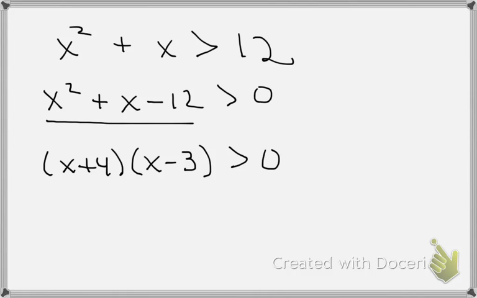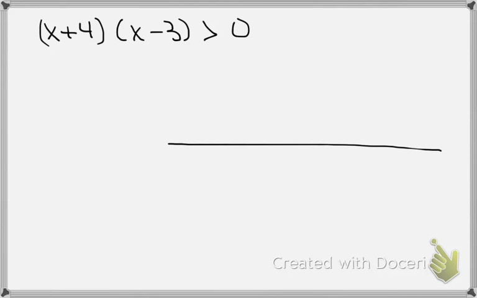Okay, so I need to figure out, in essence, when both of these factors are positive and both of them are negative, because of course then their product would be greater than 0. But in order to do this, I need a systematic way, so I'm going to use a sign line. So I have here x plus 4 times x minus 3 is greater than 0. I'm going to make myself a number line.